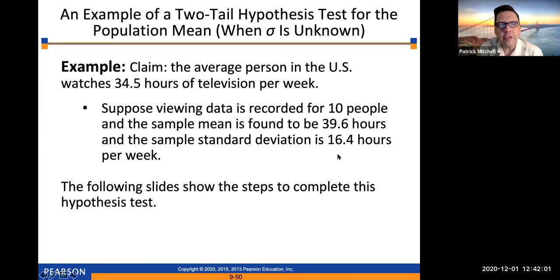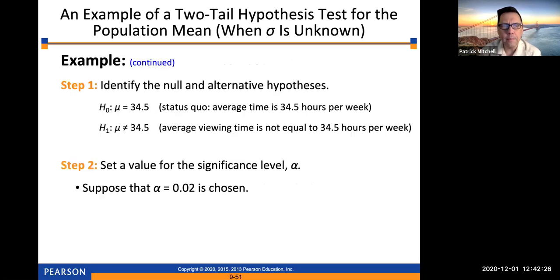All right, here's another example. The claim is that the average person in the US watches 34.5 hours of television per week. Suppose viewing data is recorded for 10 people and the sample mean is found to be 39.6 hours and the sample standard deviation is 16.4 hours per week. The following slides show the steps to complete this hypothesis test.